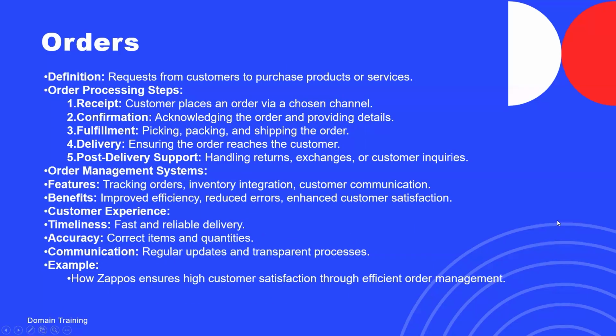Next is orders. Orders are nothing but requests from the customer to purchase products or services. Mostly you will see this on e-commerce websites. So the order processing steps: first is the receipt. The customer places an order via a chosen channel. Then you have confirmation, acknowledging the order and providing details to the supplier or the manufacturer. Next is fulfillment. Fulfillment is how you pick the product from the manufacturer, how you pack it and ship the order for delivery. That is fulfillment. Next is delivery, ensuring the order reaches the customer.